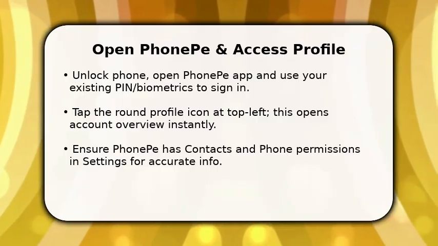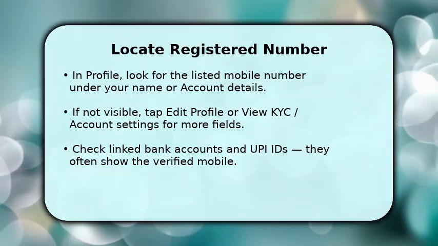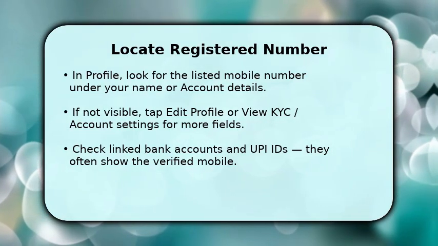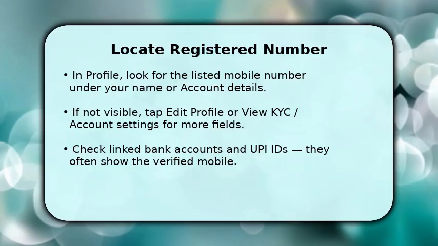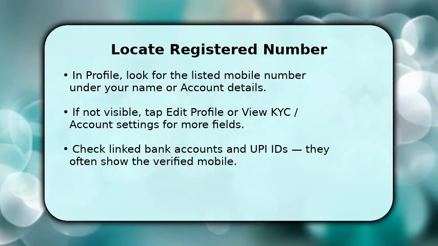Now find the exact registered number. In Profile, look under your name or account details where the mobile is usually shown. If it's not immediately visible, tap Edit Profile or view KYC/account settings to reveal hidden fields. PhonePe hides some details until you open these screens.